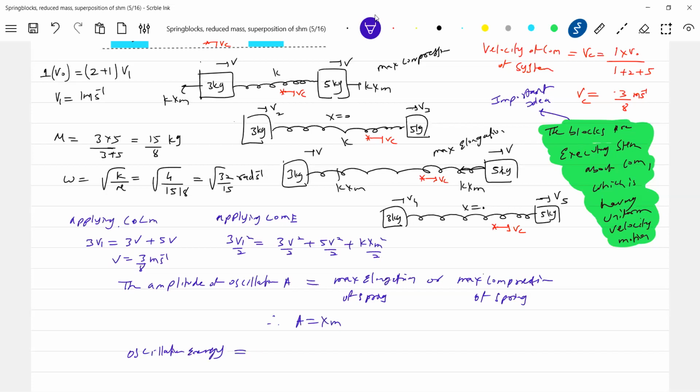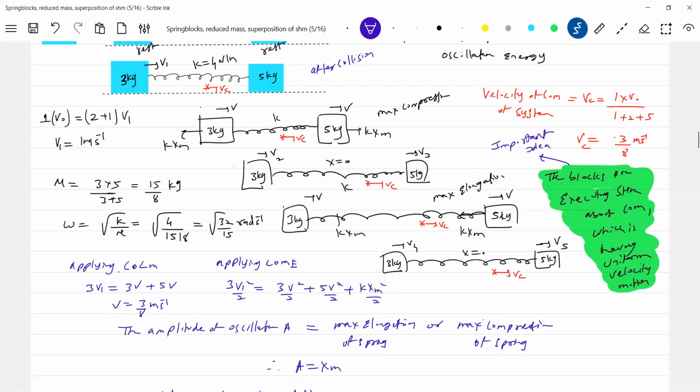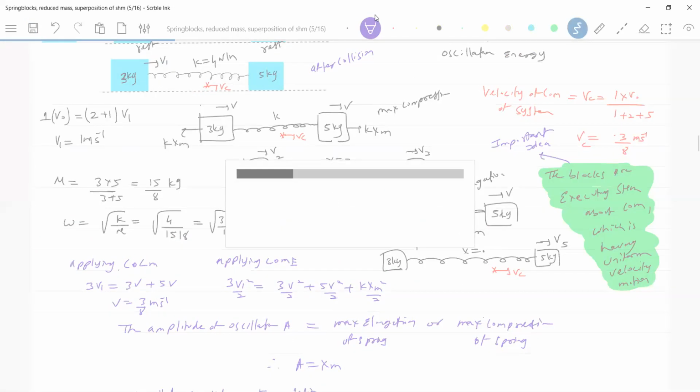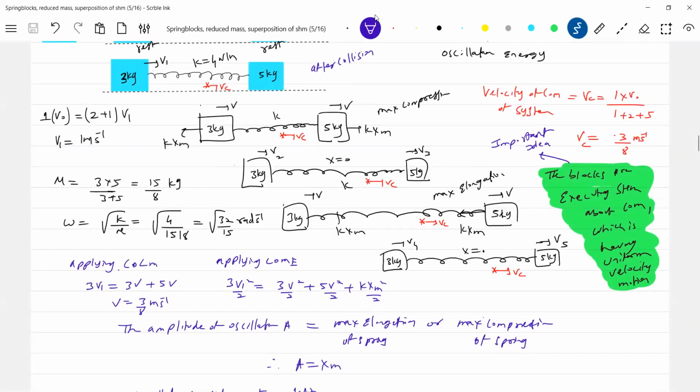Then what is oscillation energy? E naught should be equal to k A square by 2. In what all forms does the system have energy here? Kinetic energy of center of mass plus oscillation energy. That's all, no? Even the center of mass is also in motion. So the total energy is available as oscillation energy plus kinetic energy of center of mass.